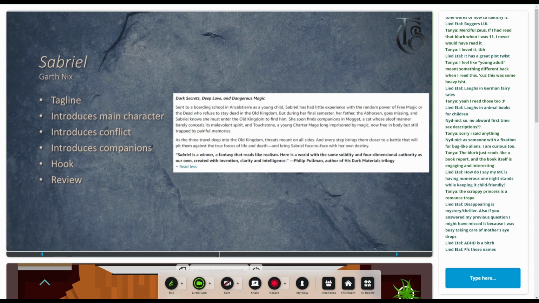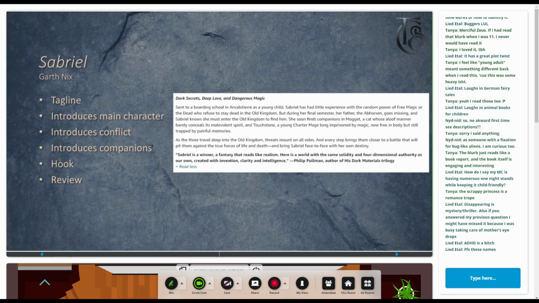We have the main character introduced in the first line, that being Sabriel. It introduces the conflict where it talks about the dead who don't stay dead and free magic and her father going missing. It introduces her companions, Mogget and Touchstone. And it introduces the hook. Her dad's gone missing, she has to go into the Old Kingdom and find out what happened to him. And then it includes a review by a very famous author down the bottom.